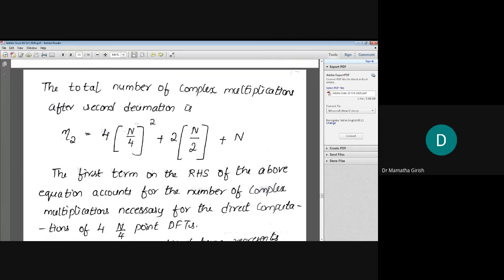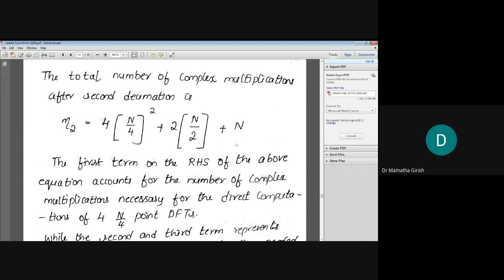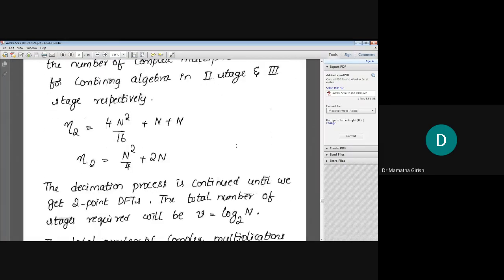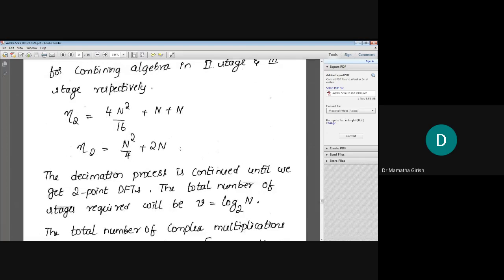This is for the 4 individual n by 4 DFTs. This is for the 2 n by 2 combining algorithms, and this is for the 1 n-point combining algorithm. If I combine all those things, I end up with n square by 4 plus 2n complex multiplications at the end of the second stage.